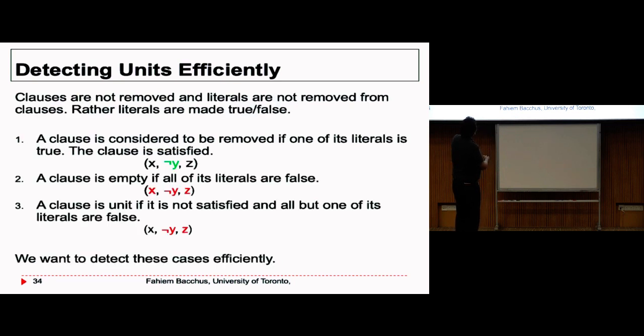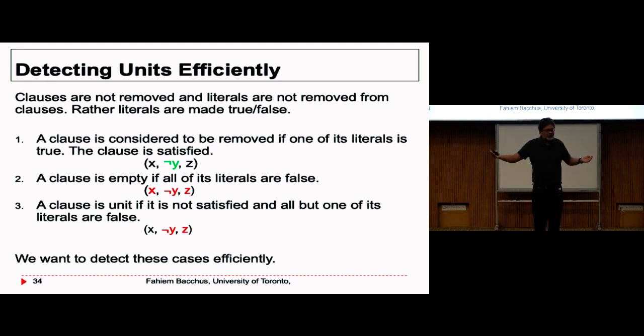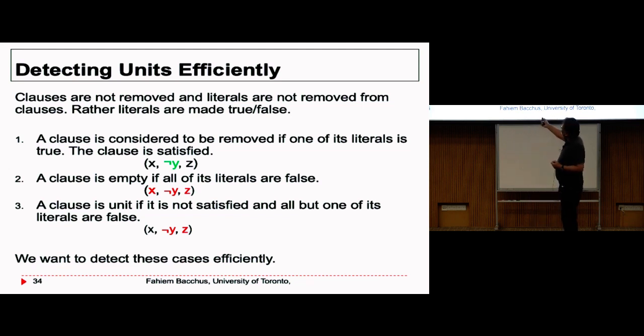Well, what we're going to do is we're not going to compute this reduction at all. We're just going to value the literals. And we're going to take a look at the input clauses, and we say, okay, does that clause have a true literal in it? It's kind of removed. Does that clause have completely false literals? It's empty. Does that clause have all but one literal false? It's a unit clause. Okay, so that's the first thing.